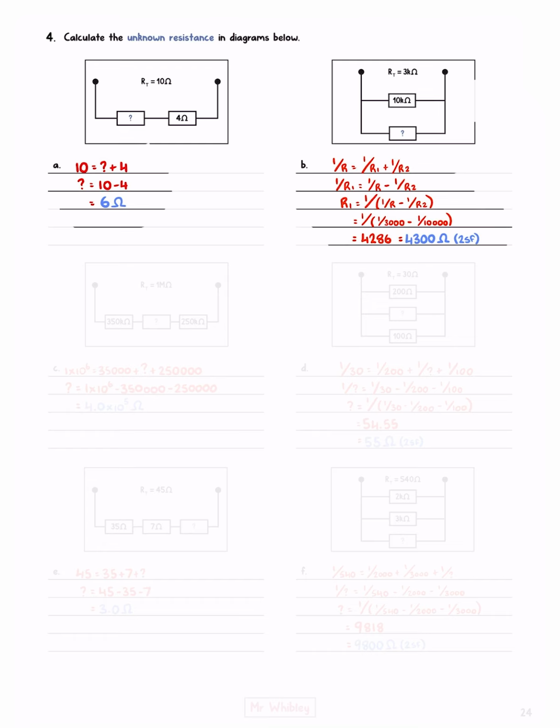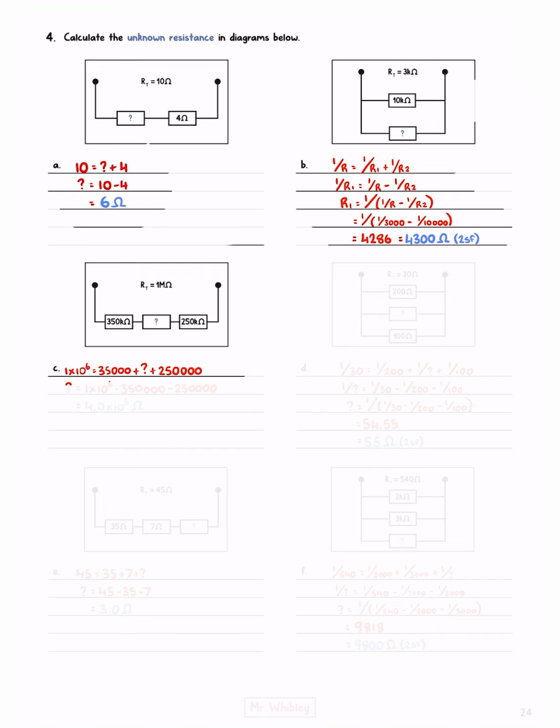For our third example, we have a total resistance of 1 megaohm, and we have 3 resistances: a 350 kiloohm, a 250 kiloohm, and our unknown resistance. Resistors in series add, and so our total resistance, 1 megaohm, or 1 times 10 to the 6, is equal to the sum of our 3 resistances.